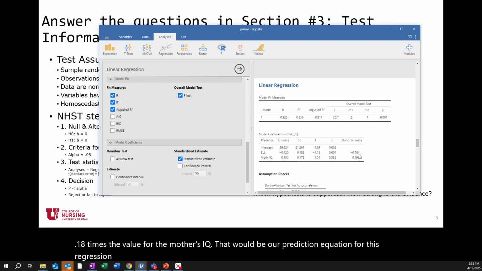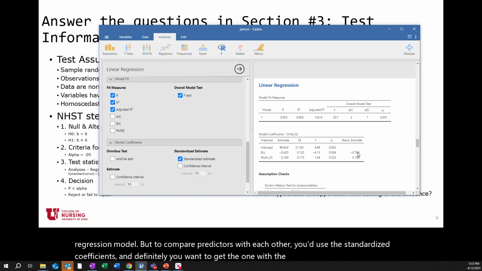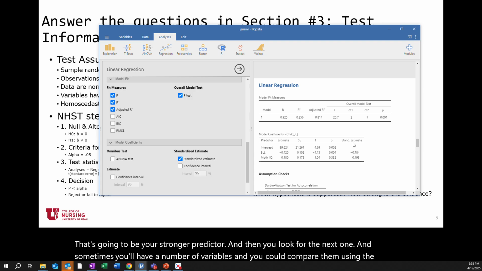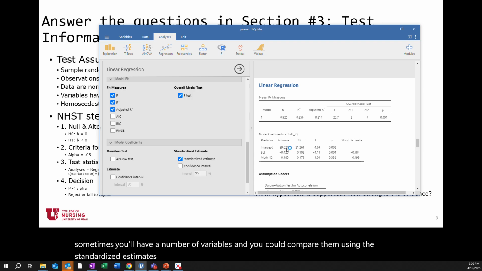But to compare predictors with each other, you'd use the standardized coefficients, and definitely you want to get the one with the biggest absolute value there. That's going to be your stronger predictor, and then you look for the next one, and sometimes you'll have a number of variables, and you could compare them using the standardized estimates. So unstandardized estimates are used for prediction, standardized estimates are used for comparison.